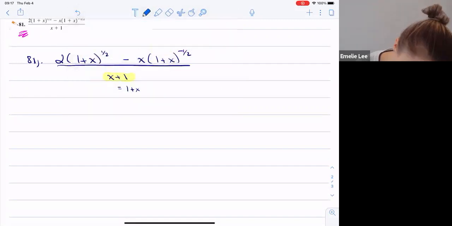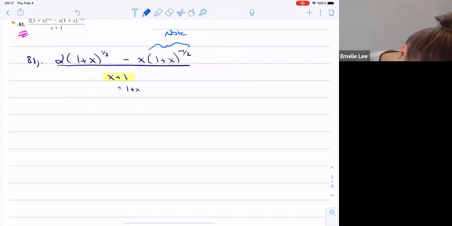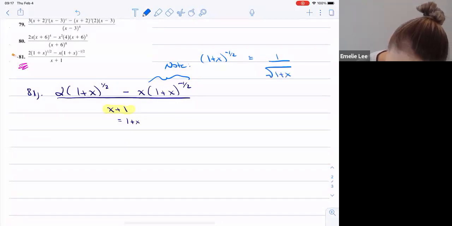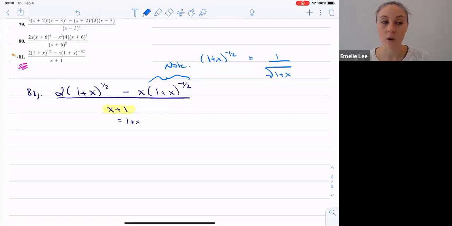So here, just as a note, (1+x)^(-1/2) is really the same as 1 over the square root of (1+x). Now that's not how we're going to work with it, but it is good to remind yourself of what these exponents mean. So the negative bumps it downstairs and the 1/2 is the square root. We're just going to use the power of negative 1/2, but I think it's really important to keep that in mind. Same thing here, this power of 1/2 is really the square root of (1+x).